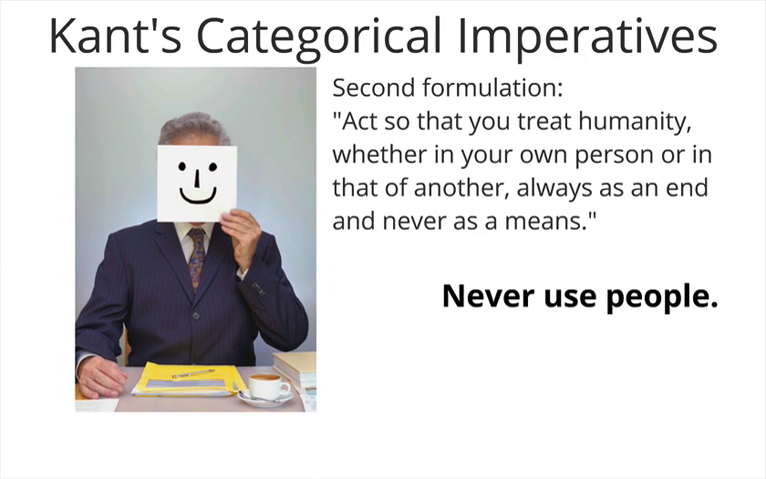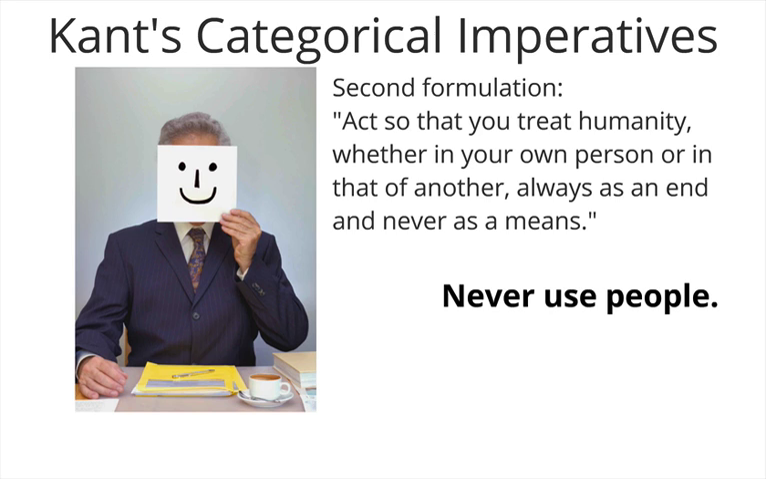All right, let's move on to the second formulation. Act so that you treat humanity, whether in your own person or in that of another, always as an end and never as a means. This can be summed up by never use people. Never lie to people, but more importantly, never use, never manipulate people. When you manipulate someone or deceive someone, you're trying to get them to do something that, had they been given all the true information, they may not really go along with. You're using them as a means to attain what you want. Kant is saying, never do that. Always treat everyone as an end in and of themselves.